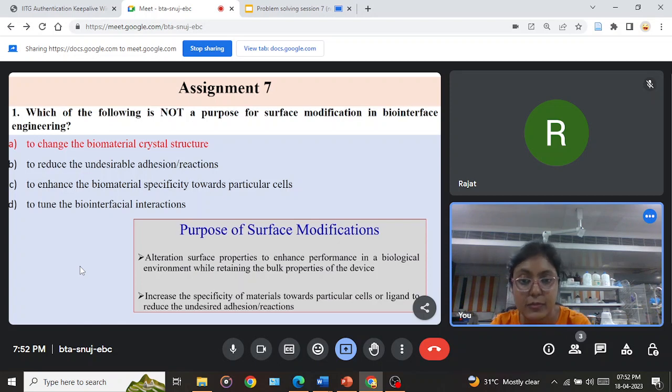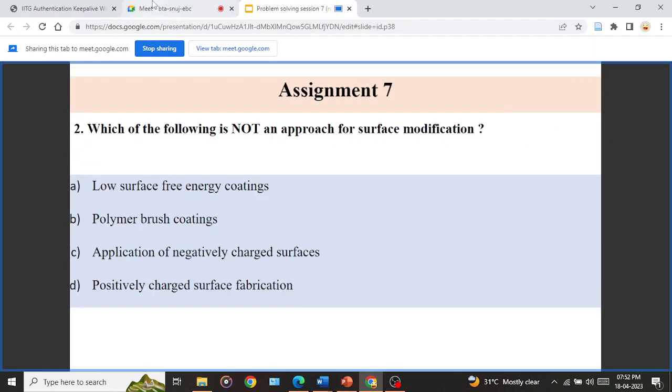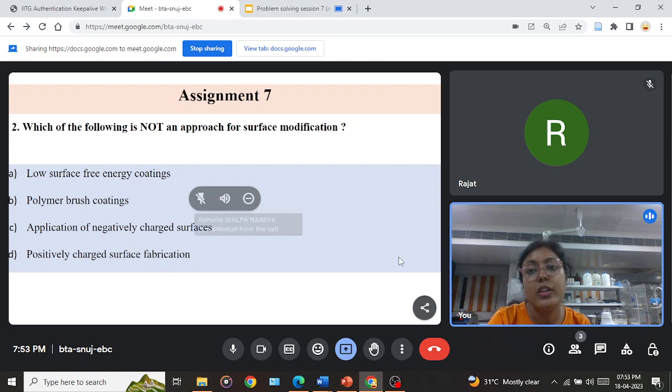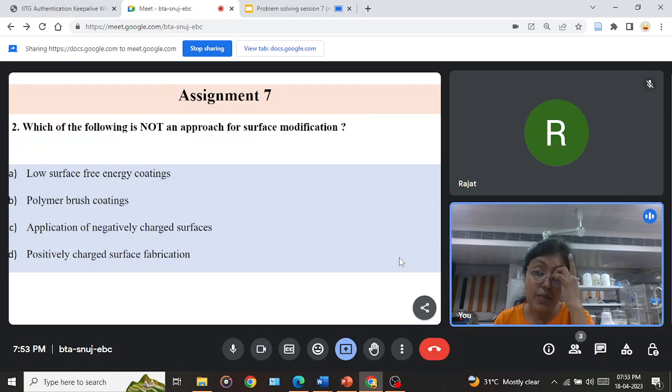Okay. Moving on, we have our question number two, which of the following is not an approach for surface modification? Again, we discussed various methods for modifying a surface. So options are A, low surface free energy coatings. B is polymer brush coatings. C is application of negatively charged surfaces. And D is positively charged surface fabrication.